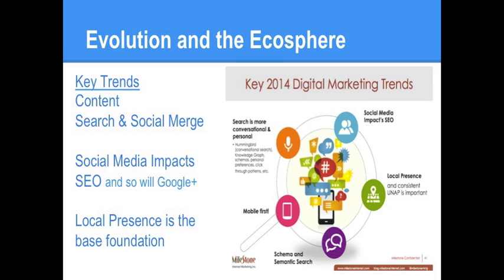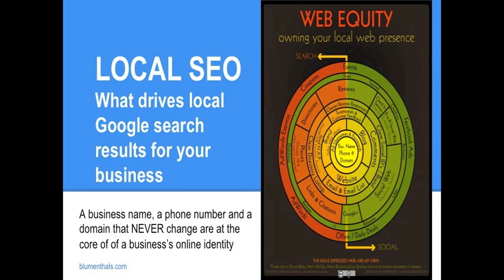At the very core of it, and one of the biggest areas of cleanup is going to be your local presence. That's a name, address, phone. One of the key figures in this is a guy by the name of Mike Blumenthal. He's the online local SEO guru, I think out of upstate New York. And this is what drives local Google search results for your business. He's got a web equity graph that he's built that we basically subscribe to, that we probably move reviews into a stronger position, but it's a name, address, and a phone that never change. That's the core of your online identity. And you can find out more at blumenthal's.com, and we'll bring him up again here in just a minute.